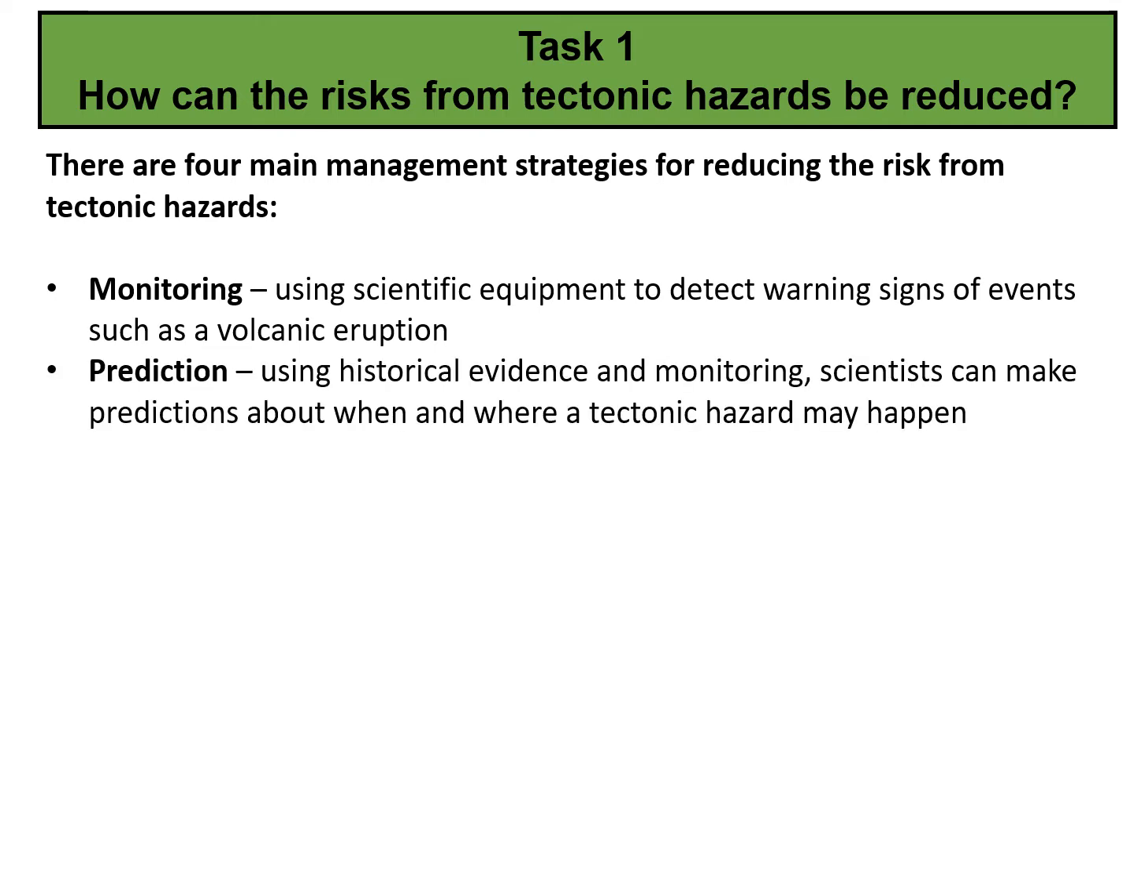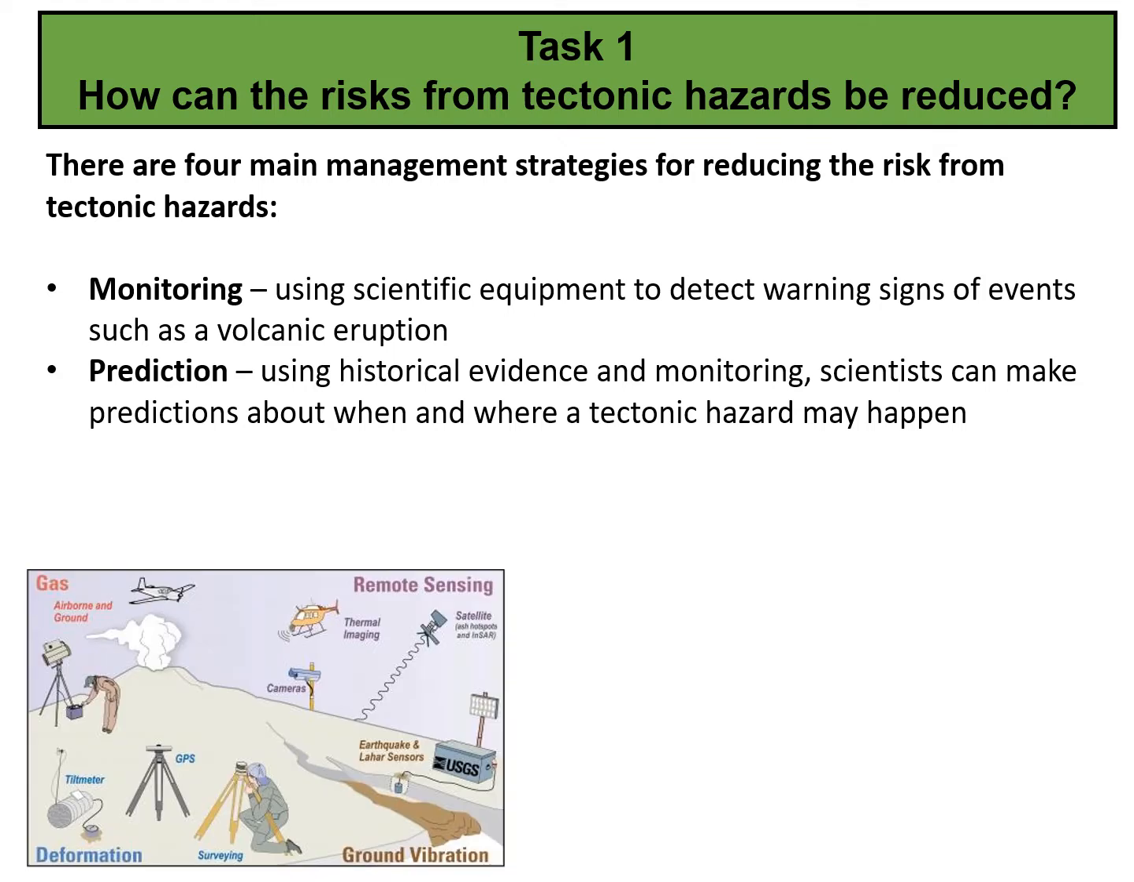The second way is prediction. Using historical evidence and also monitoring techniques, scientists can make predictions about when and where a tectonic hazard may happen. By predicting them and using monitoring equipment to do that, we will be able to identify how likely an earthquake or a volcanic eruption is to occur, and then what we can do to reduce the impacts. So these are all the ways that we can monitor and predict, and we're going to look at this in a little bit more depth in the next task.